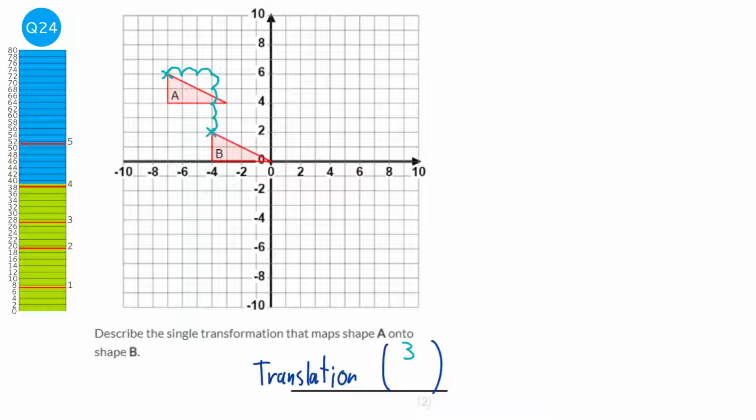Now we've actually had to go down, and whenever you go down, it's like having minus up. Okay, down is minus up, so it's going to be minus 4 because there were 4 jumps.